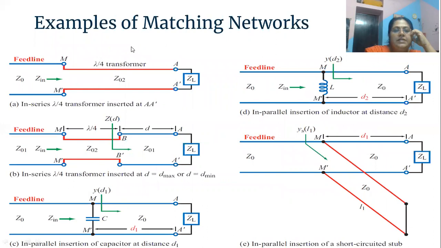These are various examples of matching networks. This is the feed line. If we consider the length of the transmission line as lambda by 4, the values will change. Now it is a series lambda by 4 transformer inserted at d equals d maximum or d equals d minimum. These are examples of matching networks which are connected to the transmission line at various wavelengths.